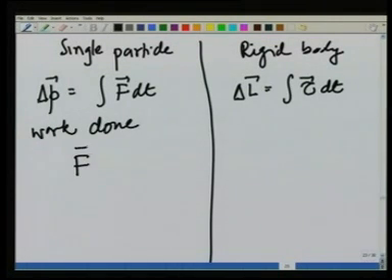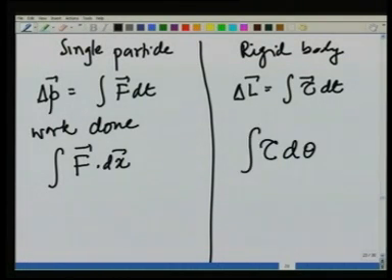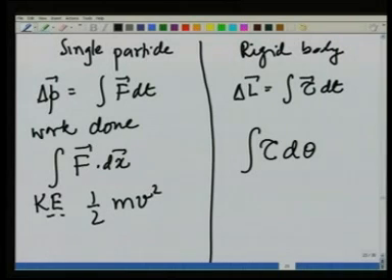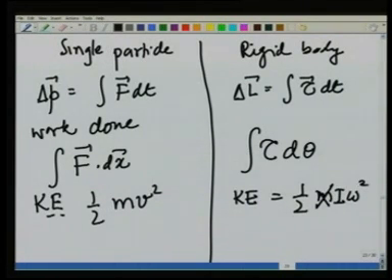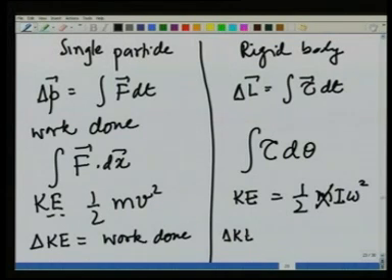The work done in this case is the integral of f dot dx. In this case, where we considered again the case of a single axis, it is the integral of tau d theta. Kinetic energy is 1/2 mv square. Kinetic energy in this case we derived was 1/2 I omega square. The work energy theorem tells you that delta KE is equal to work done. Same thing here, delta KE is equal to work done.